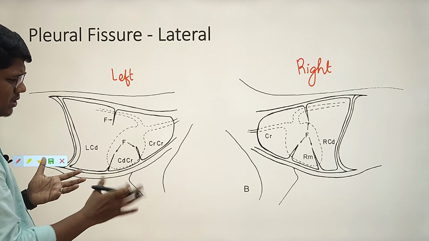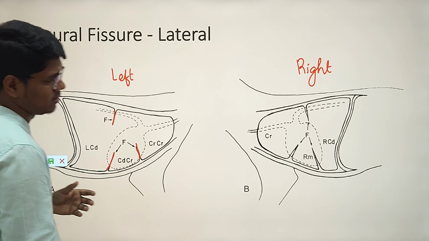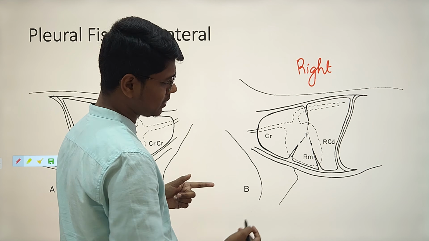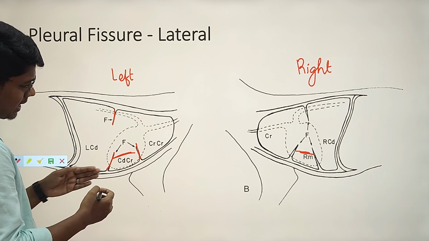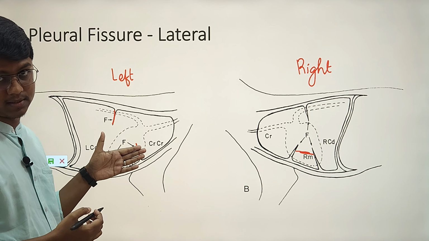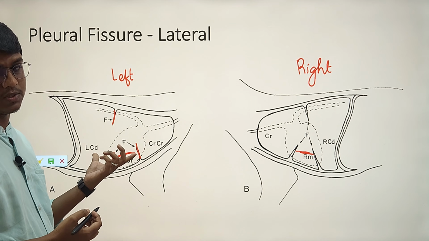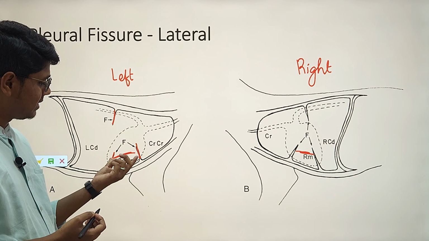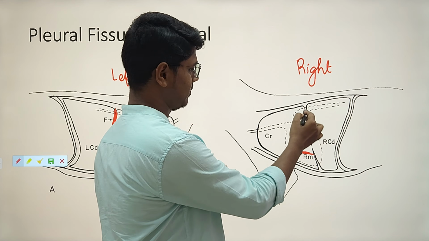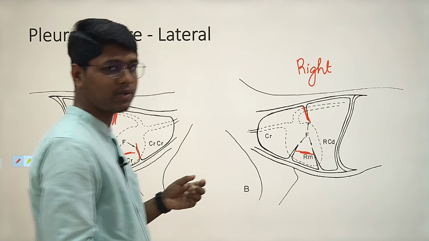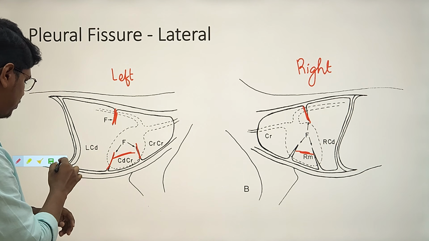So these are nothing new. You know the fissures. One thing you have to remember is that the ventral fissures, here and here, lie just at the level of the heart. So when the heart is of soft tissue opacity, many times you may not appreciate these fissures, while this fissure you can appreciate. We will see some radiographs. Just know how they look.